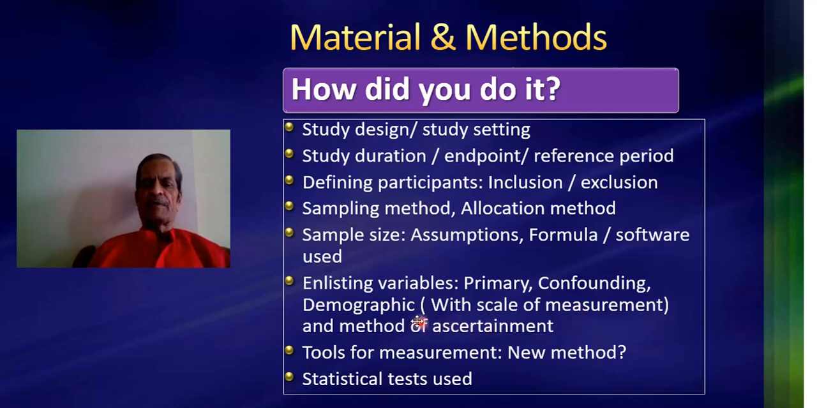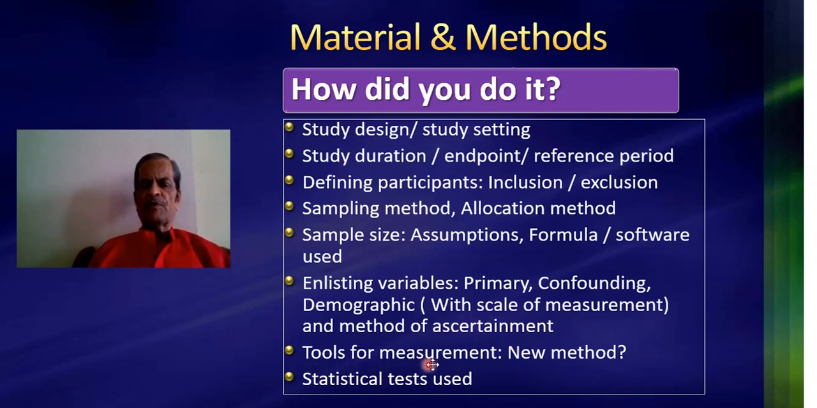Hemoglobin could be a measure. So hemoglobin is a variable. Then the scale of measurement is a ratio scale variable, and the method of ascertainment is the Sahli method. So that's the way you should go for each of the variables.